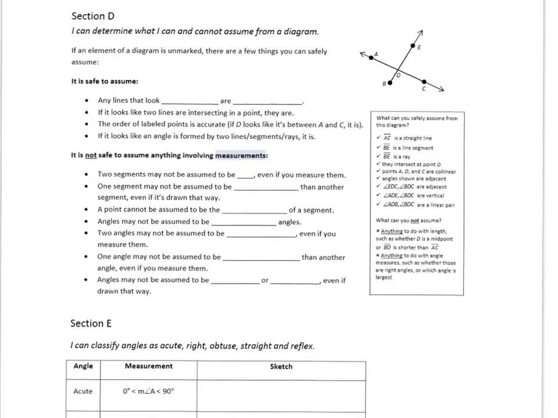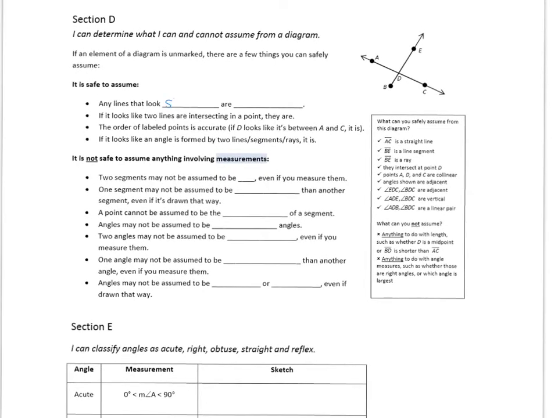We can assume that any lines that look straight are straight. If it looks like two lines that are intersecting at a point, they are. There's a point there, we just may or may not see it. The order of the labeled points is accurate. So if D looks like it's in between A and C, it actually is. If it looks like an angle is formed by two lines, segments, or rays, it is.